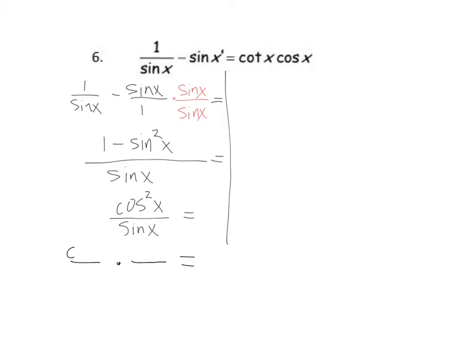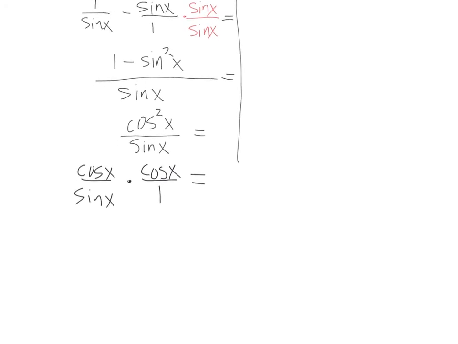So cos squared gets broken up into cos x, and then sine x in the denominator. One of the denominators would be sine, and one of the denominators would be cosine. And as I do that, I now see that cosine over sine is cotangent, and then cosine over 1 is cosine.